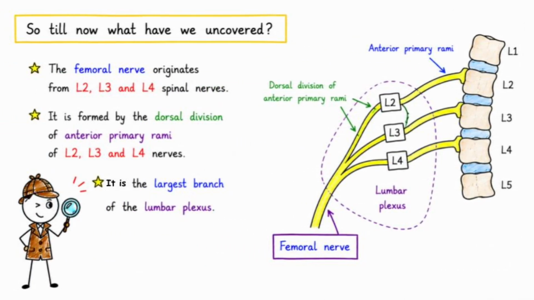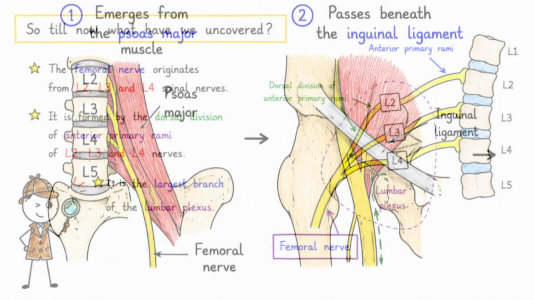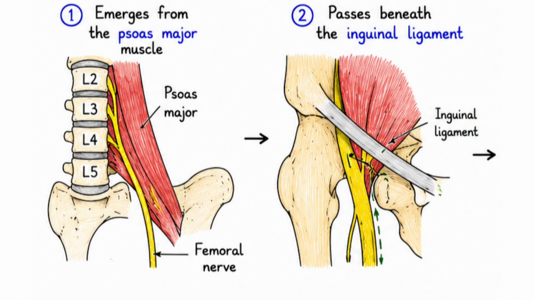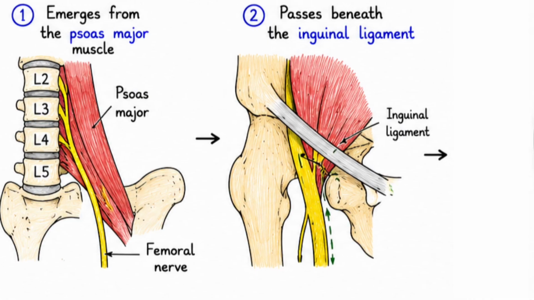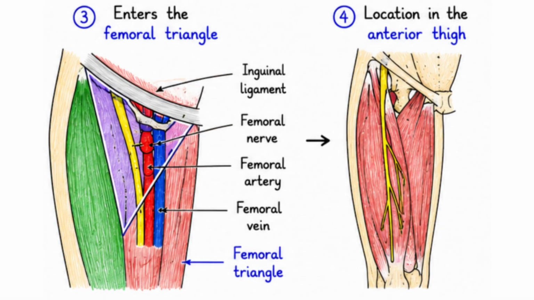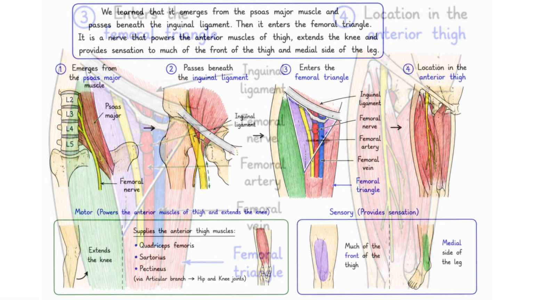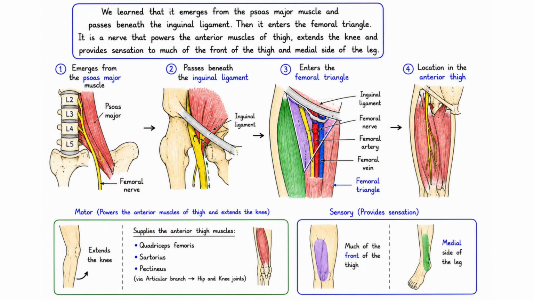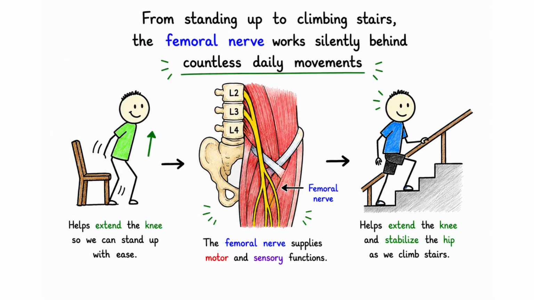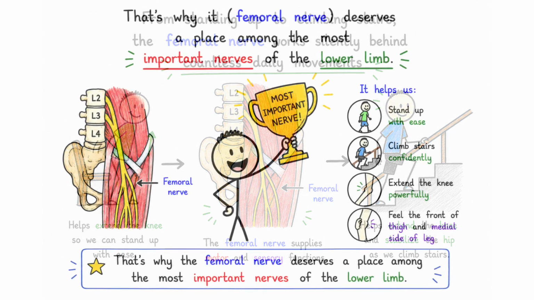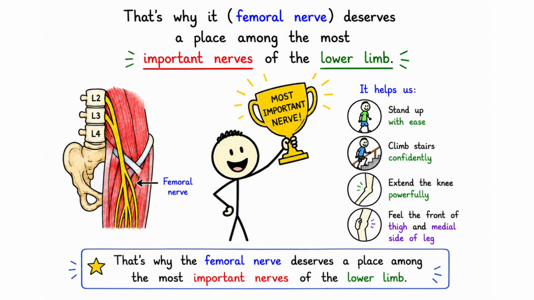The femoral nerve originates from L2, L3 and L4 spinal nerves. It is formed by the dorsal division of anterior primary rami of L2, L3 and L4 nerves. It is the largest branch of the lumbar plexus. We learned that it emerges from the psoas major muscle and passes beneath the inguinal ligament. Then it enters the femoral triangle. It is a nerve that powers the anterior muscles of thigh, extends the knee and provides sensation to much of the front of the thigh and medial side of the leg. From standing up to climbing stairs, the femoral nerve works silently behind countless daily movements, and that's why it deserves a place among the most important nerves of the lower limb.